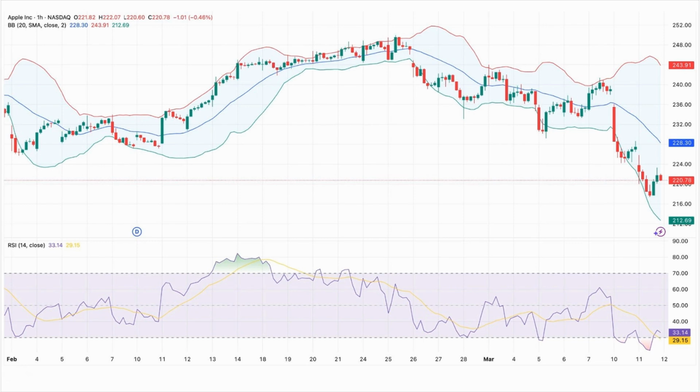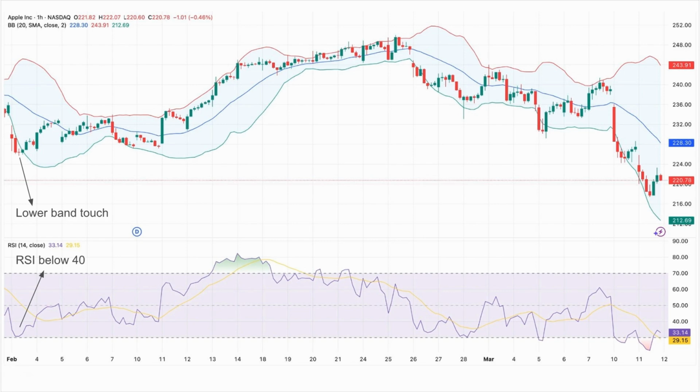Let's explore Apple's stock performance from February 3rd to March 11th, 2025, and analyze its movement using Bollinger Bands and RSI indicators. We begin the analysis on February 3rd, when AAPL hit the lower band, signaling strong selling pressure. RSI also dropped below 40, indicating bearish momentum and suggesting weak momentum, but it did not yet reach oversold territory.